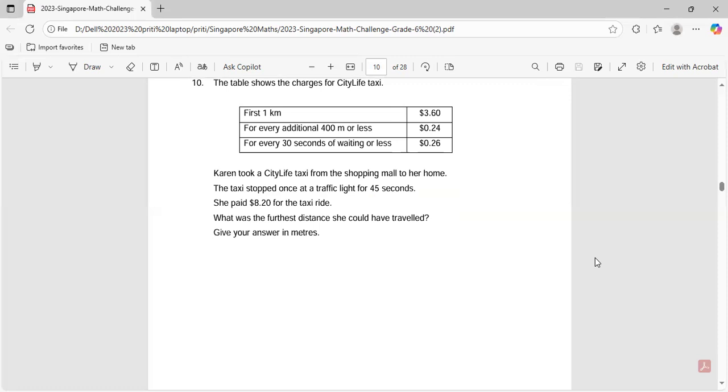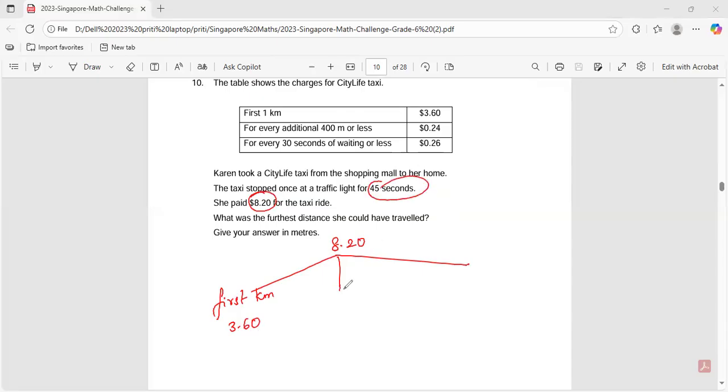Now, we need to find the breakup of this fare, right? So it is $8.20. Now, for the first kilometer, you are charged 3.60. So we are assuming that she traveled more than 1 kilometer because the amount is more. So the first kilometer is 3.60. And then there has been a waiting time of 45 seconds, right? So what is the question saying? There are 30 seconds of waiting.